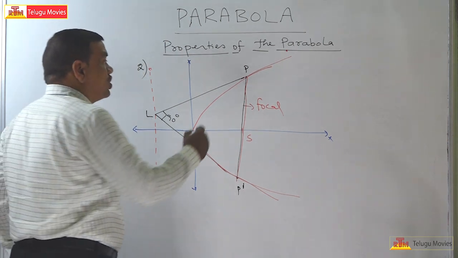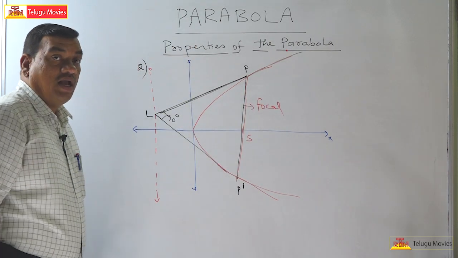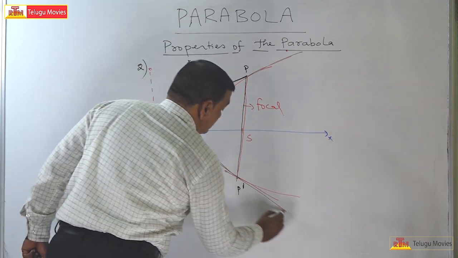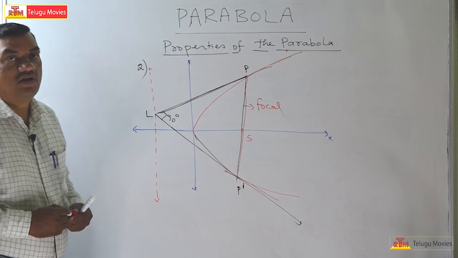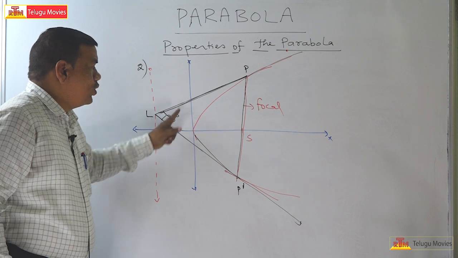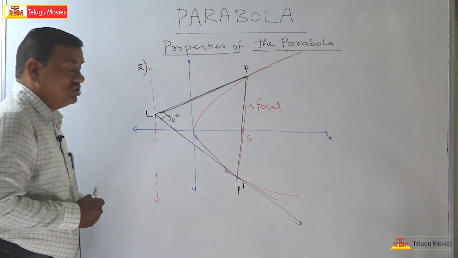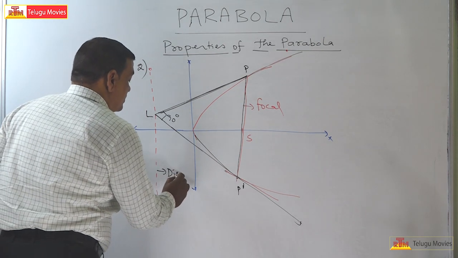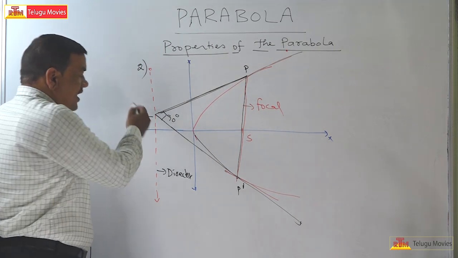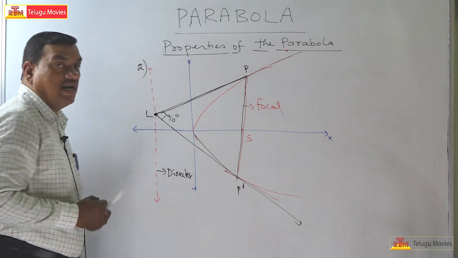At P, let us draw a tangent. And at P dash also, let us draw another tangent. The first property is that these two tangents intersect on the directrix. This is the directrix. So if you draw a tangent at each end point of the focal chord, these two tangents intersect on the directrix.